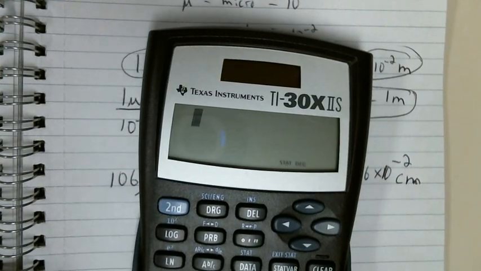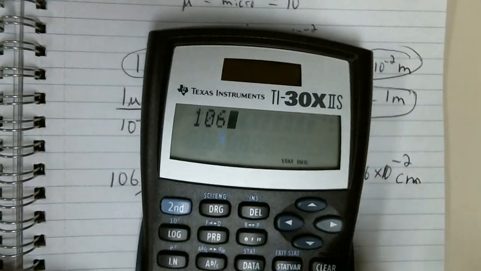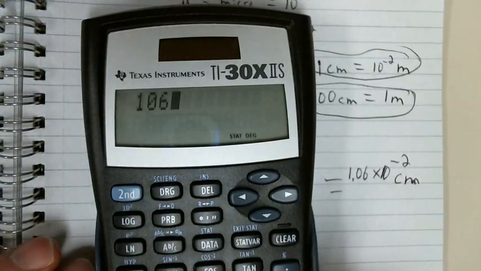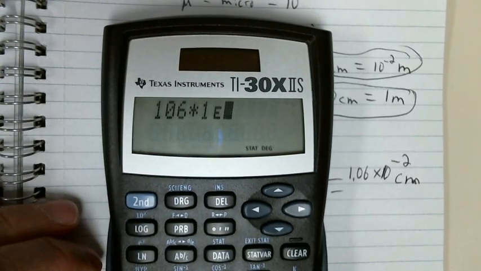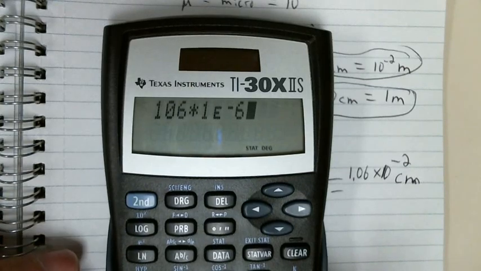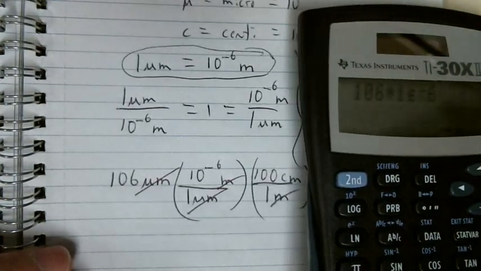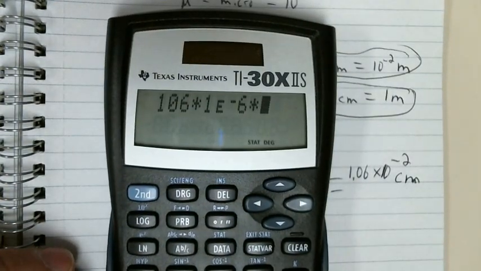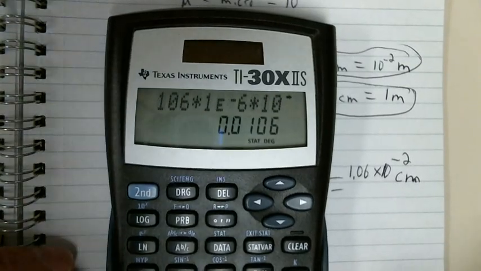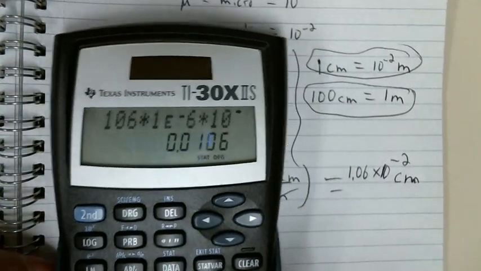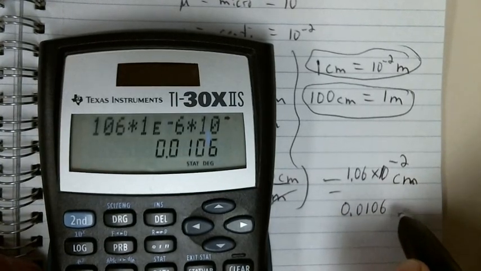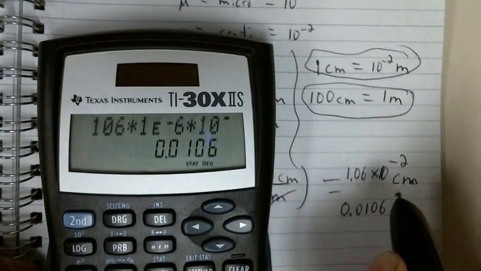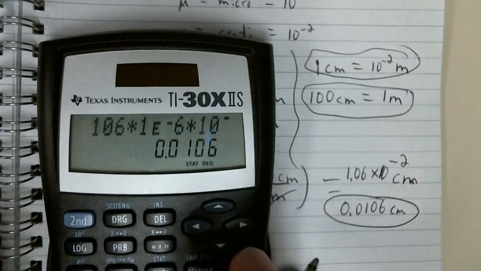So I'm going to take 106, and then I'm going to take it times 1e minus 6, use my scientific notation button so I don't have to worry about parentheses or anything, then times 100. Let's see what we got. Aha! It is right, because that would be 0.0106 centimeters. All right, good deal. That worked.